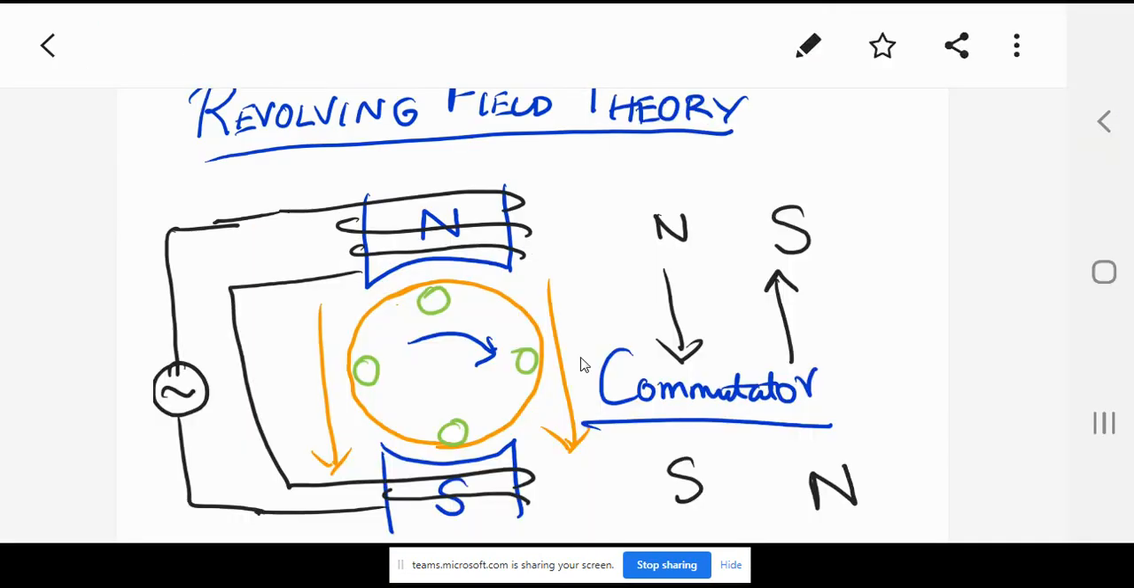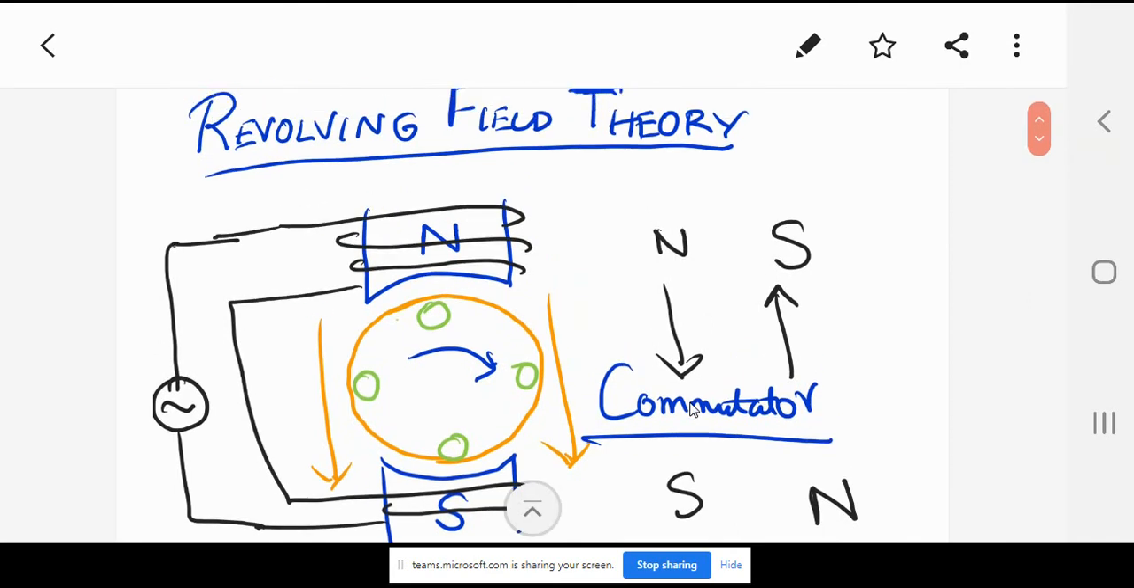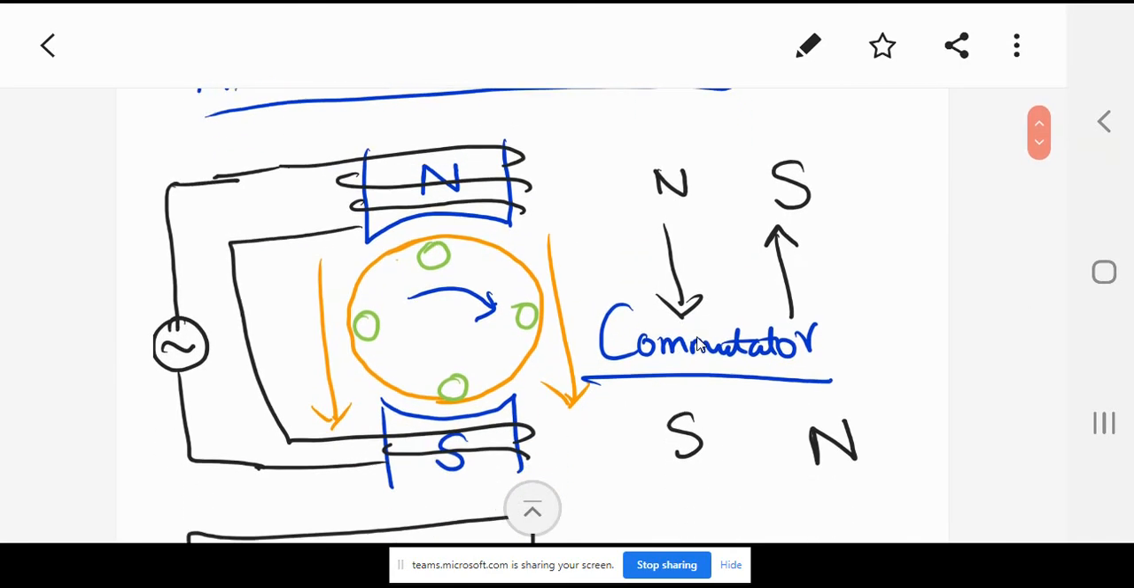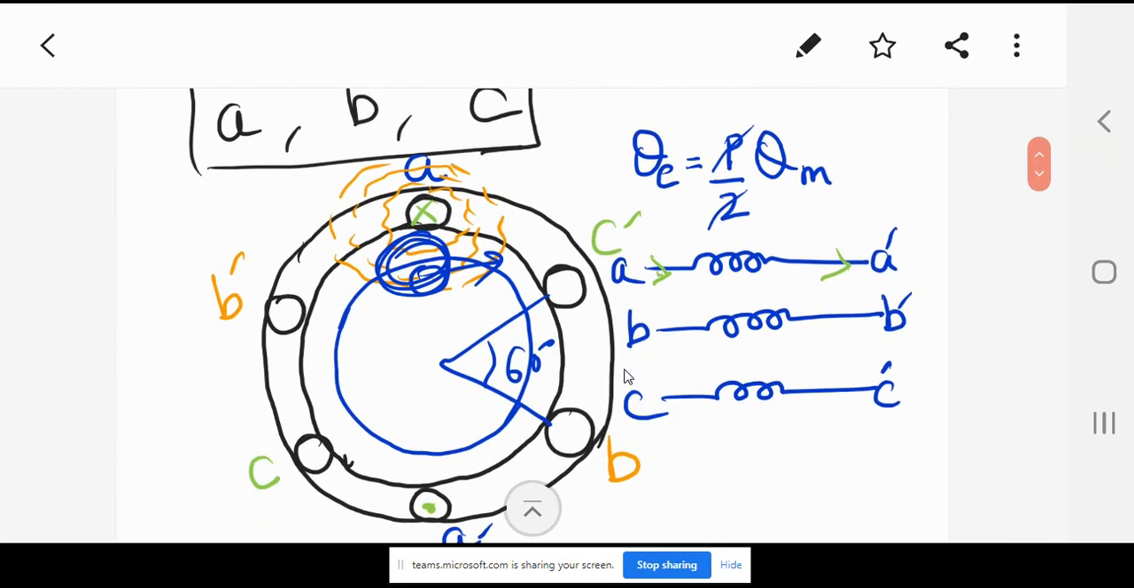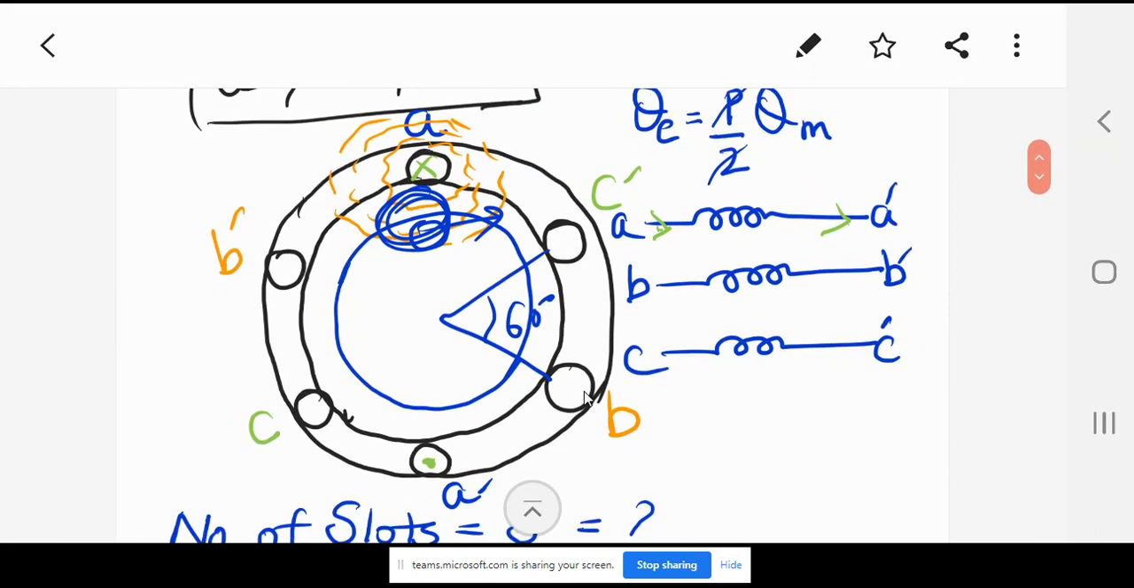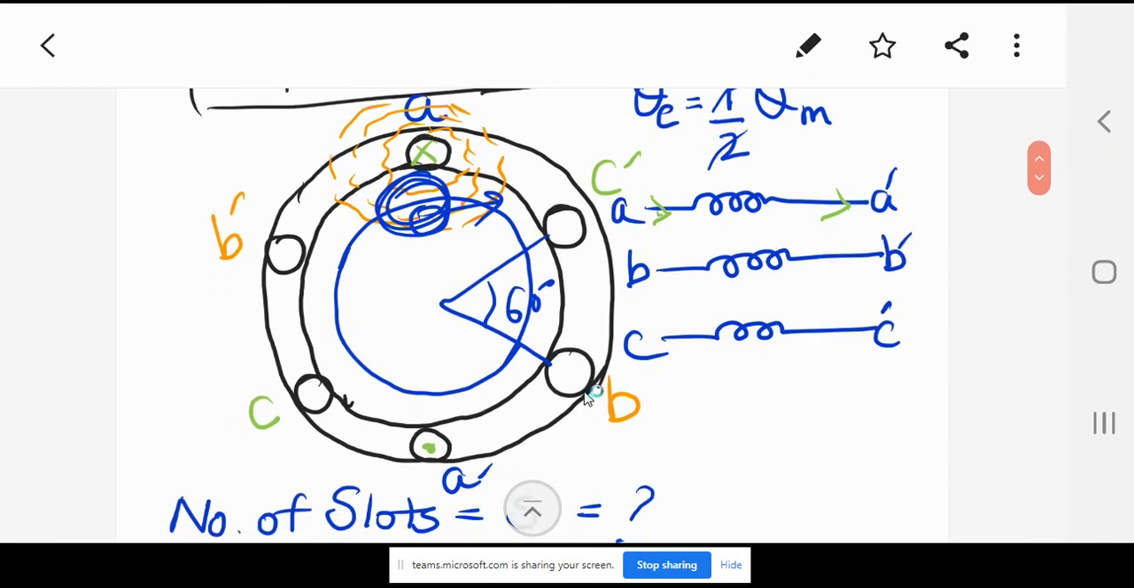Okay, so this is the file that we did last time. We started from the revolving field theory. The spatial angle, the question actually asked us this, so I will go with it question by question. If you have any questions from the last file, you can ask me again, so that can help you with the assignment which I have given you.